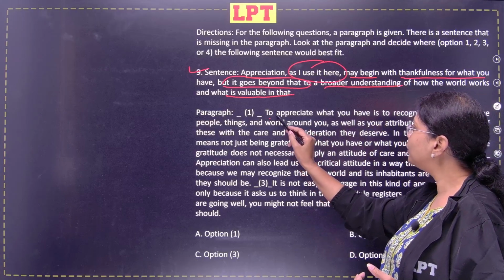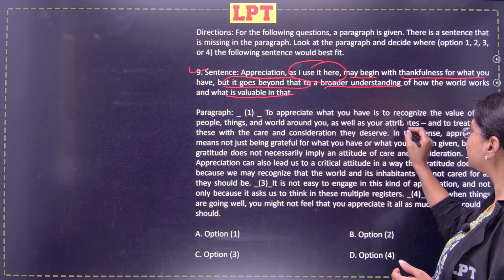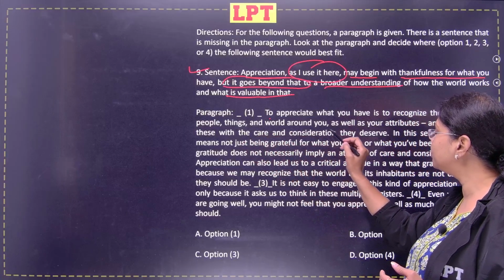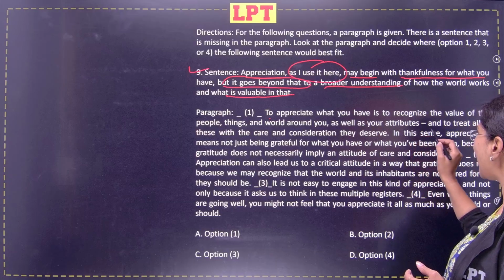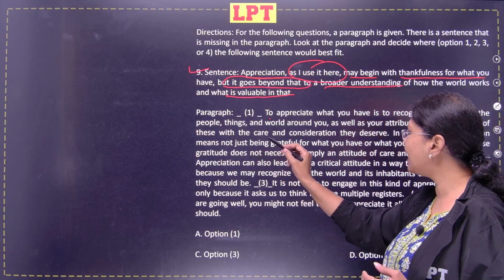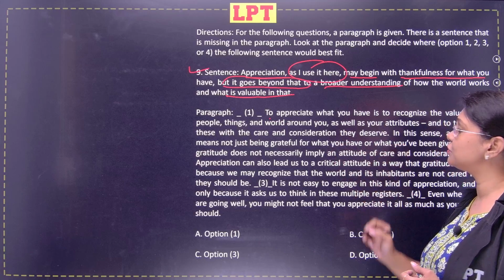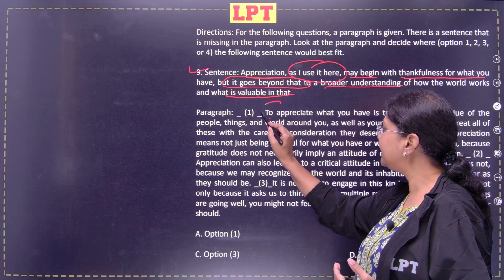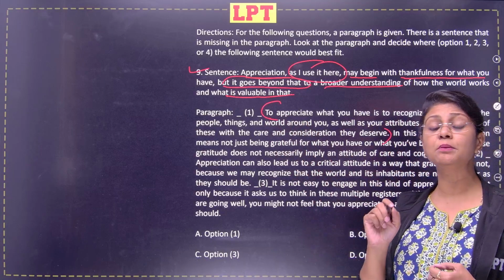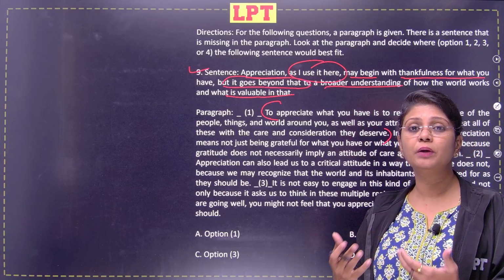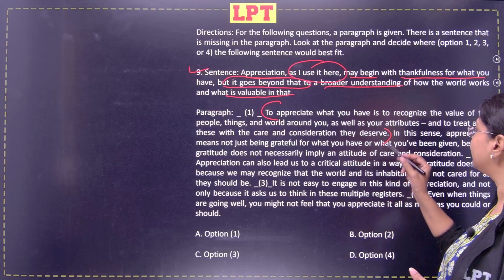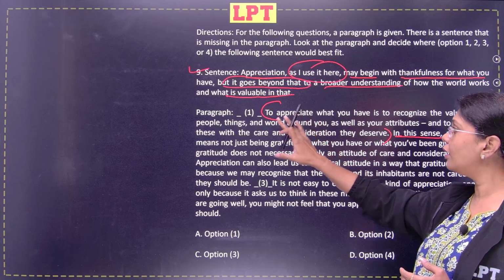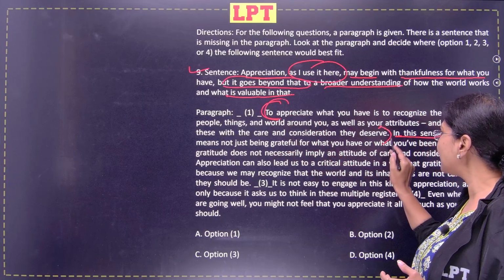It says, to appreciate what you have is to recognize the value of the people, things and world around you, as well as your attributes, and to treat all of these with the care and consideration they deserve. So you are defining what is appreciation. So if you look at this line here, it simply describes what is to appreciate. Okay, let's read further. In this sense, so here is one sense that is given to you, all right, and this is the description that we are talking about.